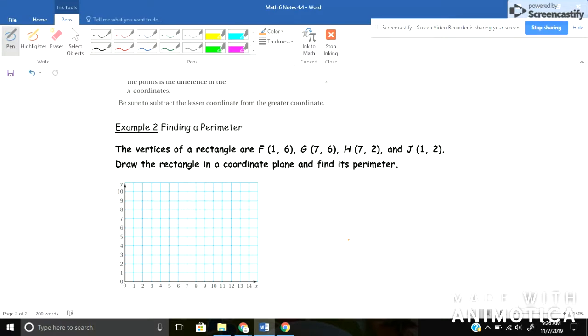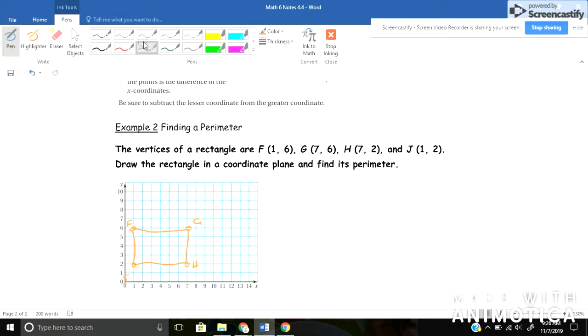The vertices are 1, 6, over 1 up 6, that's letter F. 7, 6, over 7 up 6, that's letter G. H is 7, 2, over 7 up 2. And J is 1, 2, over 1 up 2. That's J. Okay, here we have our rectangle. And then it wants us to find the perimeter.